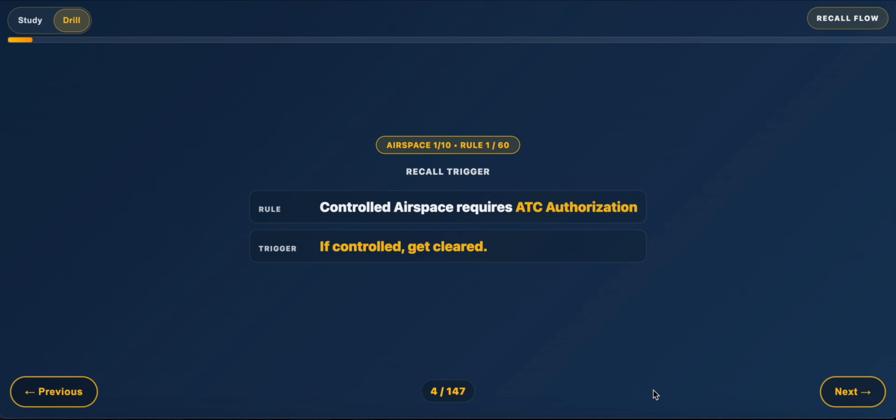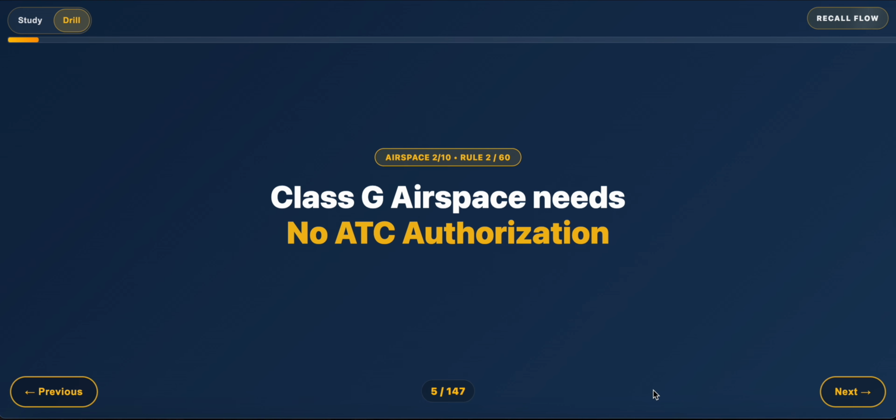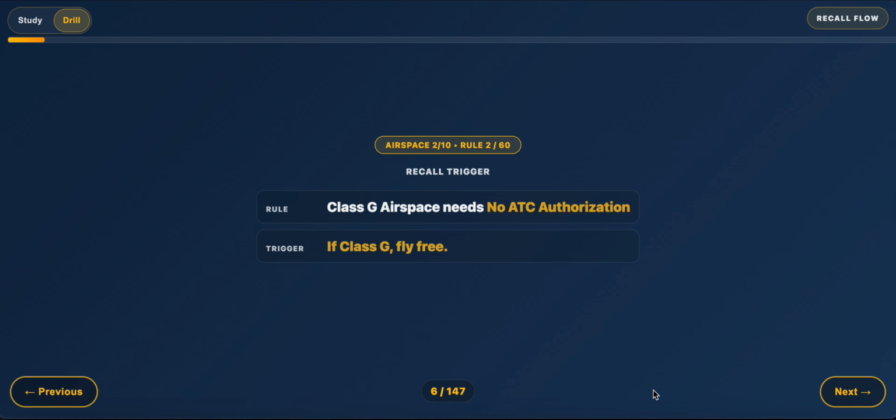From here on, we're going to move forward through the rest of airspace and authorization in drill mode. The purpose here is to recall under sequence. Each rule fits into a specific decision layer, and we're going to stay with that order. Let's go. Rule 2. This rule sits at the very start of the process. Once this airspace category is correctly identified, no authorization steps follow. That's why identification comes first. Trigger phrase, if Class G, fly free.